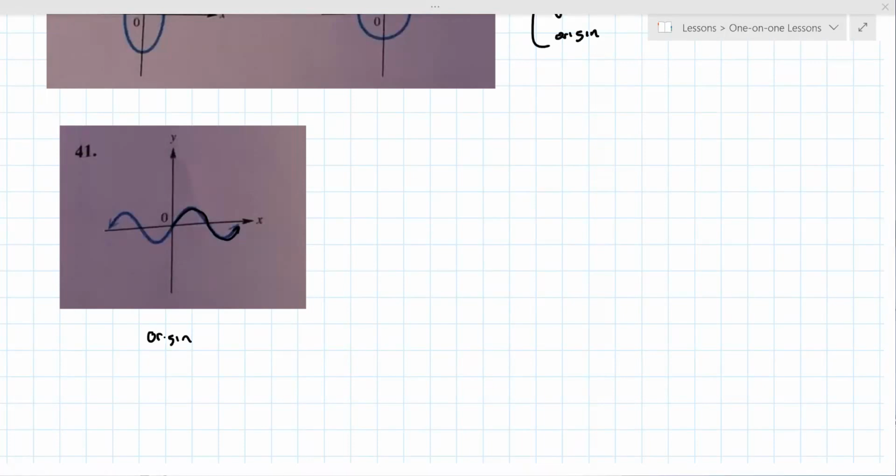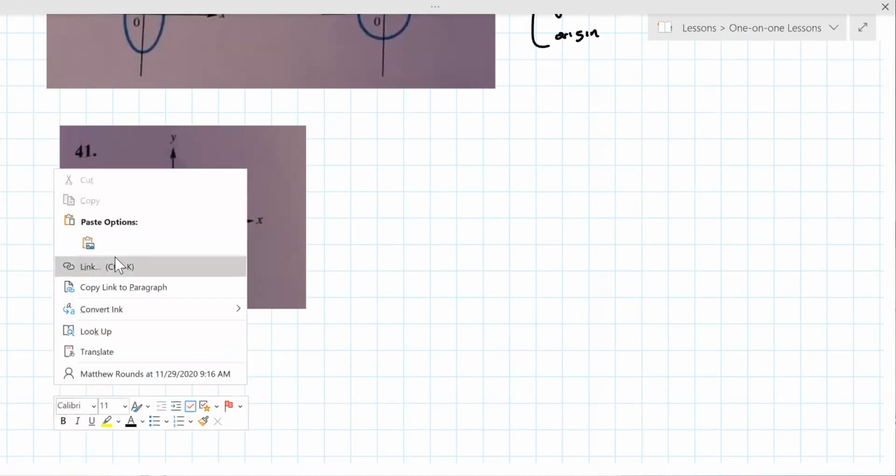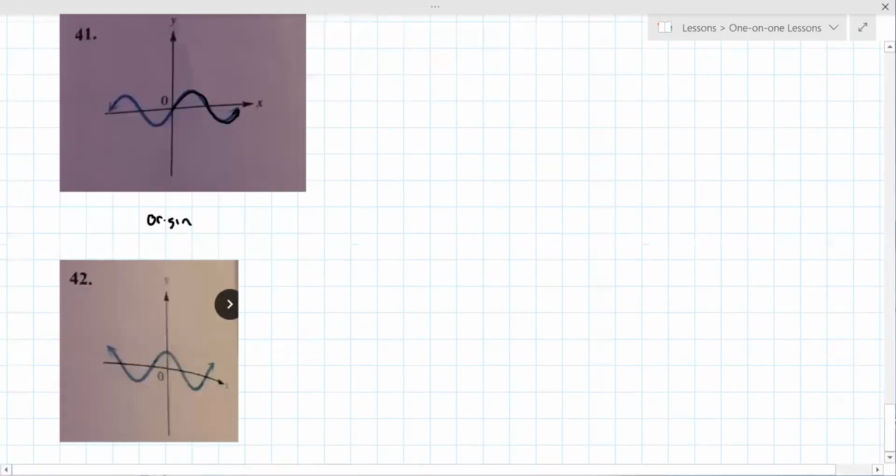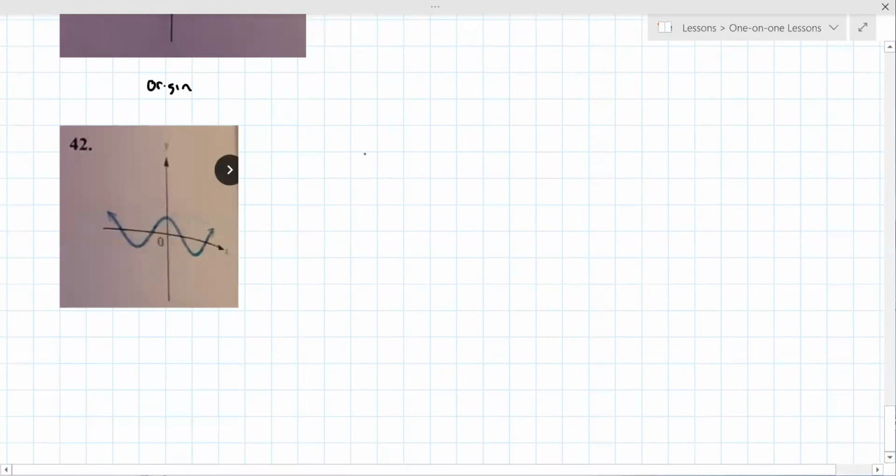What did you do in 42? Did you mirror it over one of the axes or the others? Oh, it's y-axis symmetry, isn't it? Yes. You kind of want to go through the progression. Is it x? Is it y? Is it origin?